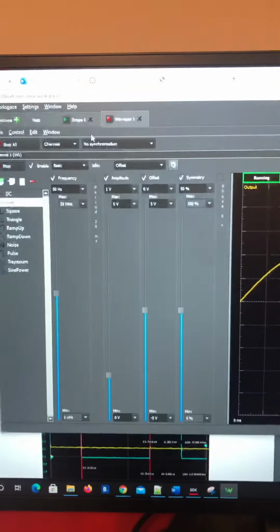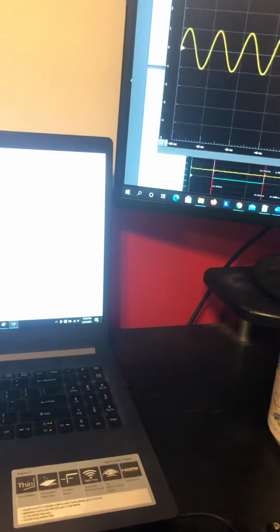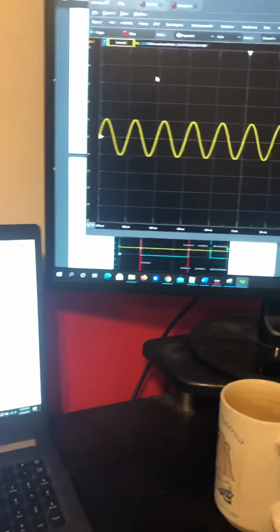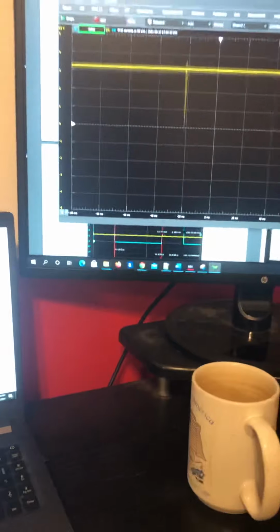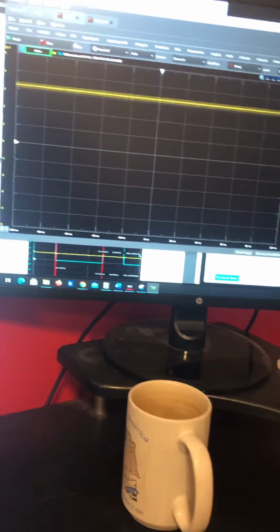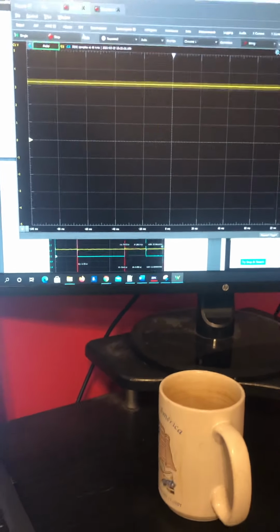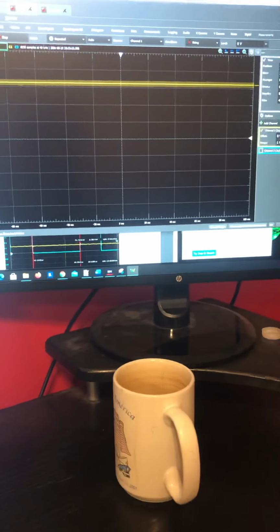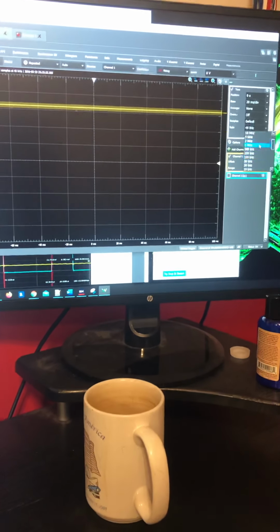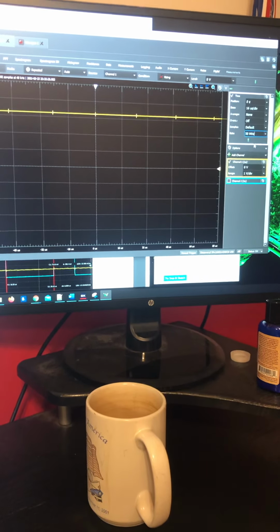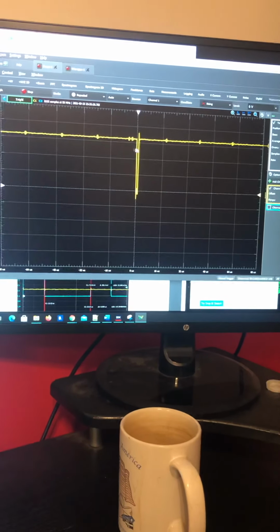So yeah, that is my problem with measuring the data rate. I'm going to slave select. And I'm not even getting, oh, that's because I have the sampling rate way too low. Let's just do 50 millihertz. There it is, my individual pulse.